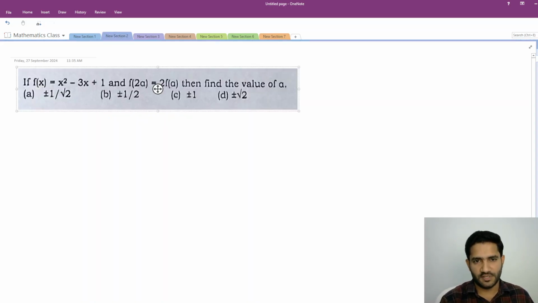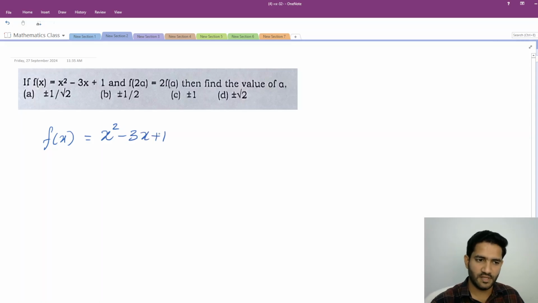So look at the first question, which is that f of x is x square minus 3x plus 1, and f of 2a is equal to 2 times f of a, then find the value of a. That's the question here, as a 1 mark question. So we know that f of x is given. f of x is equal to x square minus 3x plus 1.